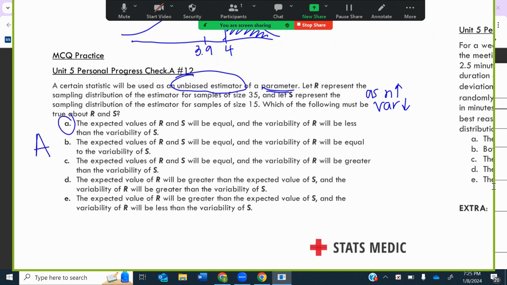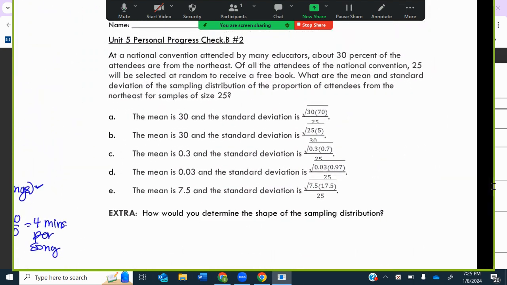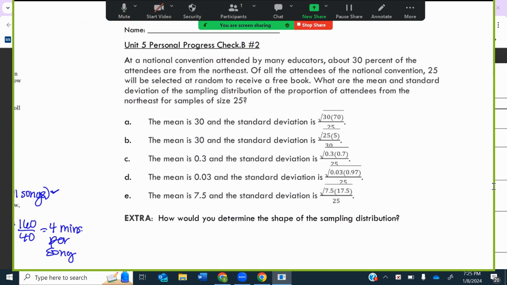So the smaller sample will have more variability. The bigger sample will have less variability. Since R was 35 and S was 15, then the variability of R will be less than S. Okay, next one. We're going to do B, number 2. Our squares got a little messed up here, but that's okay. You can still see it.